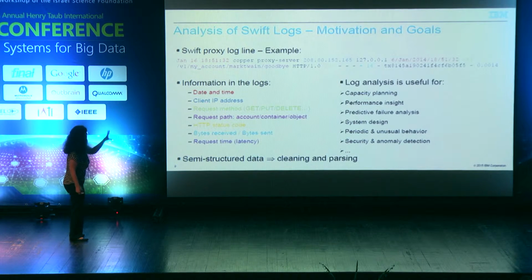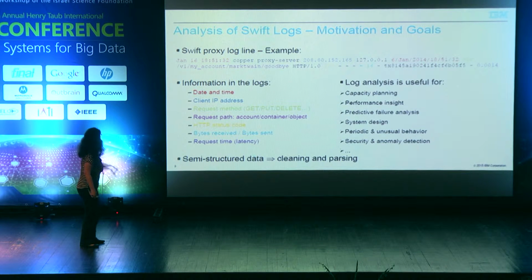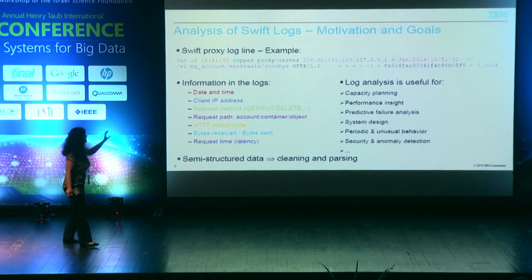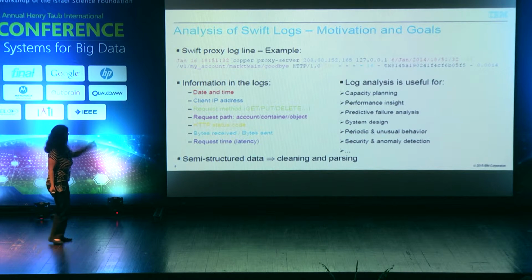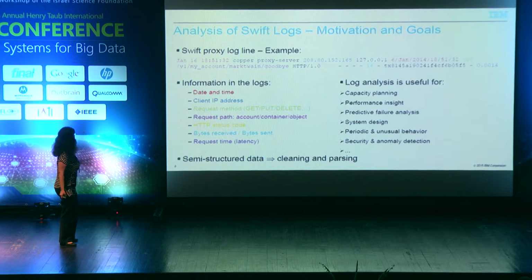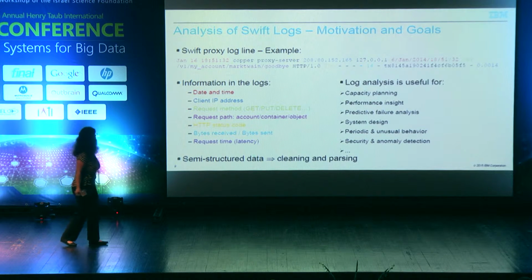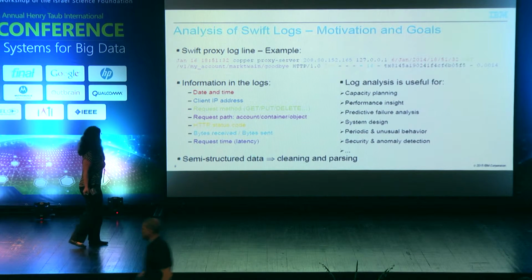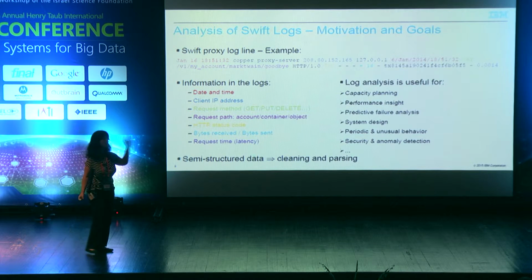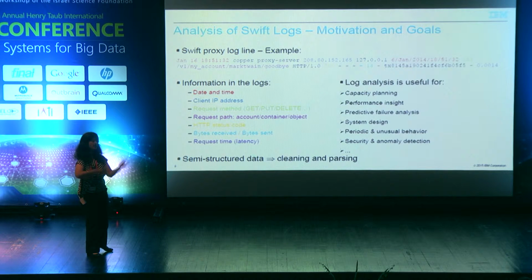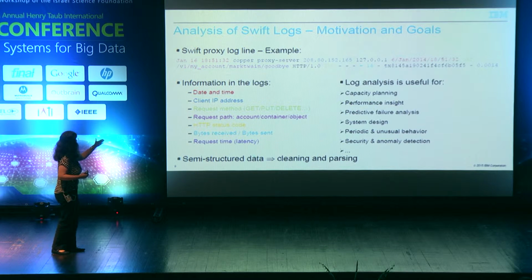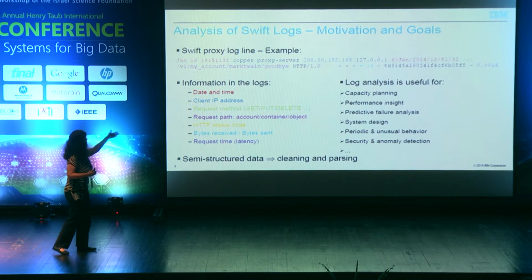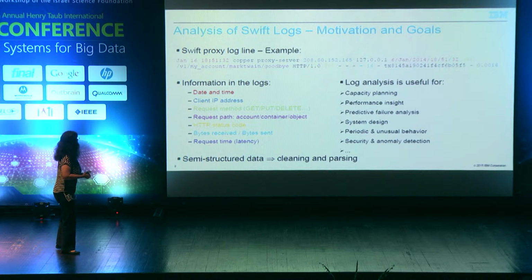So let's dive deeper into this line. We see that even in this simple, quite short log line, we have a lot of information. We have the date and time that the request occurred. We have the client IP address. We have the request method. We have the path, which account, which container, which object. We have the HTTP status code telling us whether this request was satisfied or not. The number of bytes received and sent, and the latency, how long this request took.